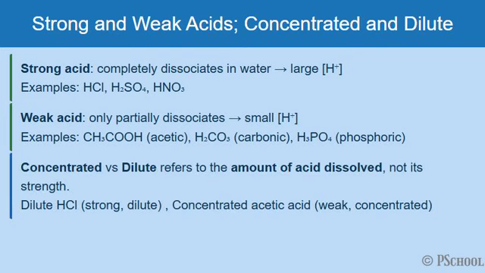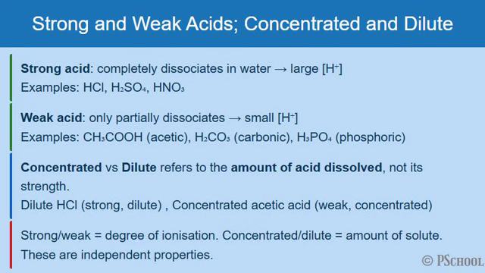Concentrated versus dilute refers to the amount of acid dissolved, not its strength. Dilute hydrochloric acid is strong but dilute. Concentrated acetic acid is weak but concentrated. Strong or weak refers to degree of ionization. Concentrated or dilute refers to amount of solute. These are independent properties.